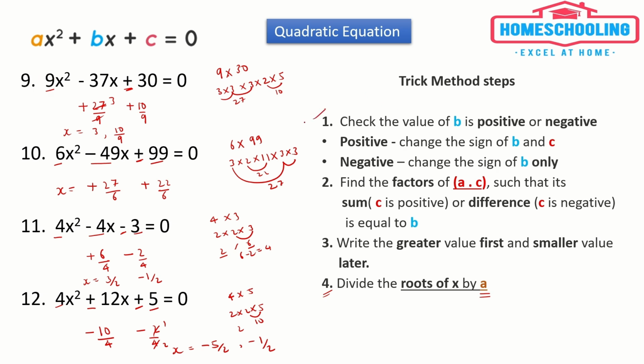In the previous type of question where the value of a was 1, even if we follow this method, we'll still get the same answer. See, if we find the factors of a times c, previously a was 1 only, so a times c would be 1 times c, which would be equal to c only. And at the end we have one more step, that is we have to divide the roots by a. So whatever the roots we are getting, if we divide it by 1, it will still remain the same thing.